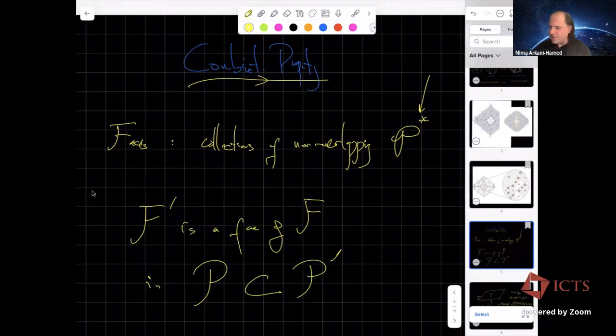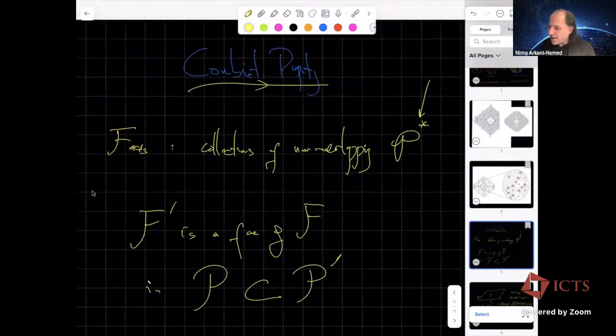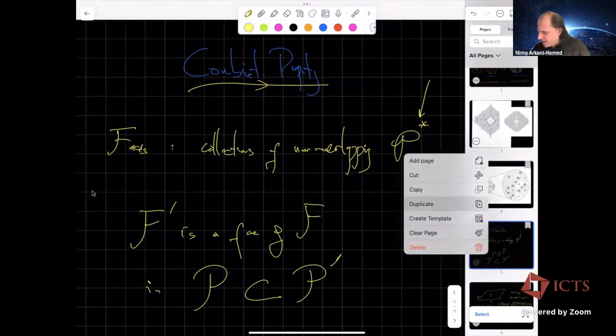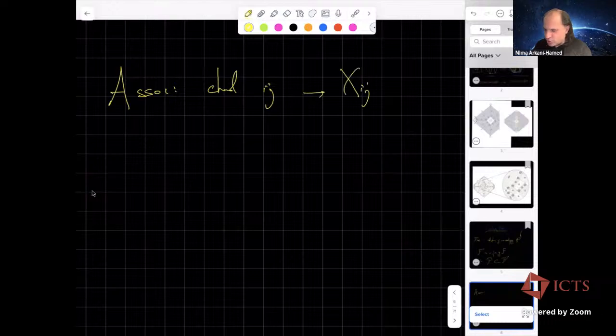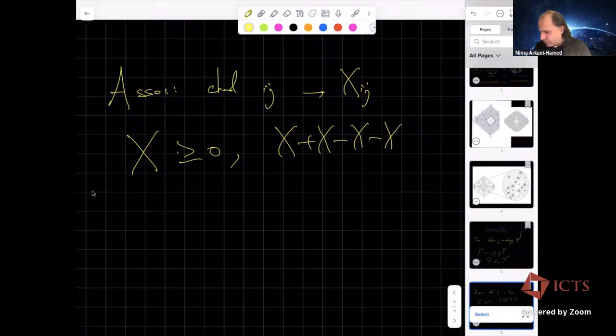So that's the first statement. Similarly, we can cut out the Cosmohedron with inequalities. How do we do that? Remember, for the Associahedron, for every chord ij, we had some x_ij. I'll just drop the ij. We had inequalities of the form x bigger than 0, together with the ABHY conditions that look like x plus x minus x minus x equals some constant, where these constants were also bigger than 0. That was the story for the Associahedron.